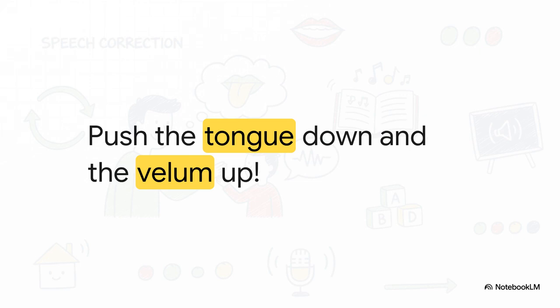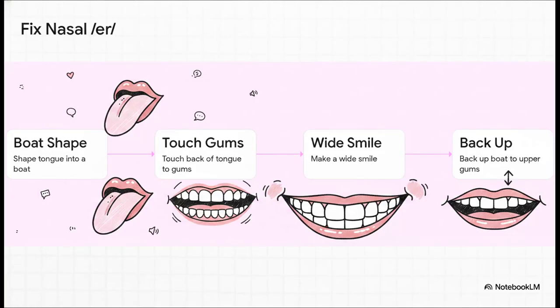Ask your child to produce a massive, totally exaggerated yawn. When you yawn, you naturally push the back of your tongue all the way down, and you lift your soft palate up. Have them really focus on that stretching feeling in the back of their mouth. Then, have them try to produce their troublesome sound while holding that deep yawn position. This is especially a game changer for sounds at the end of a word.